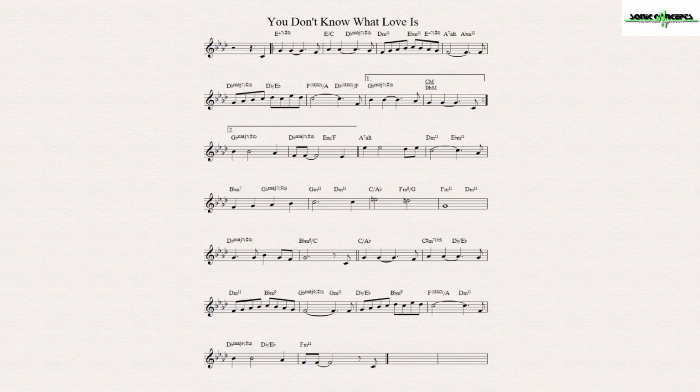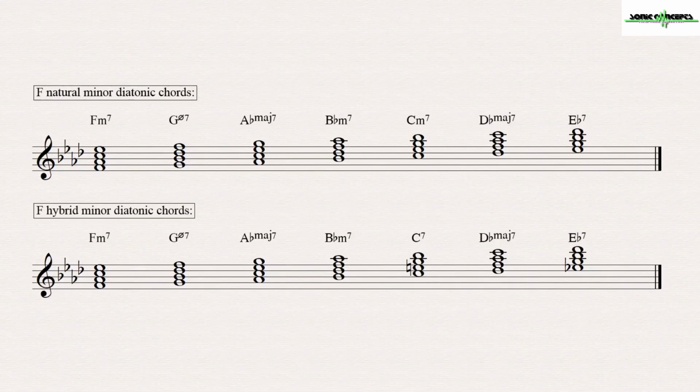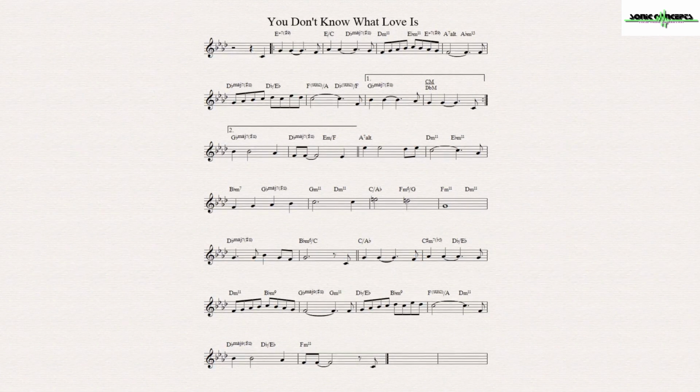These chords have almost nothing in common with the F natural minor or even the F hybrid minor diatonic chord formulas. Therefore, the choice of which key a song is written in usually coincides with the scale the melody is derived from. The simple truth is, any piece of music can be written in any key. It just depends on how many accidentals you want to write in.